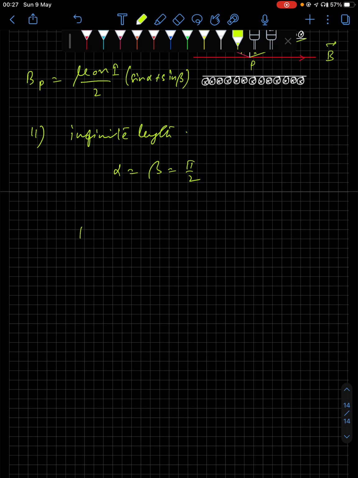So in such a case, B inside equals mu naught N i times (sine 90 plus sine 90), that will give you 1 plus 1, 2, and this 2 and 2 will cancel. So finally, leaving mu naught N i, you'll retain mu naught N i as the expression.